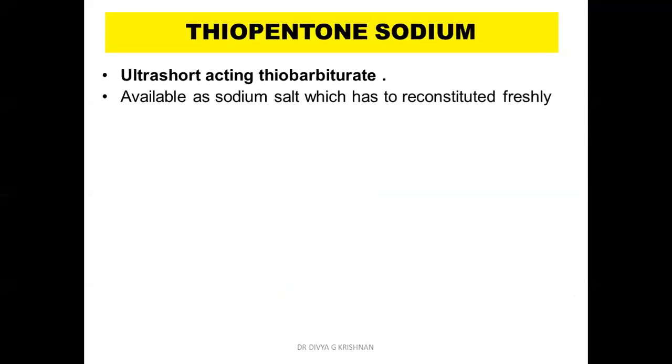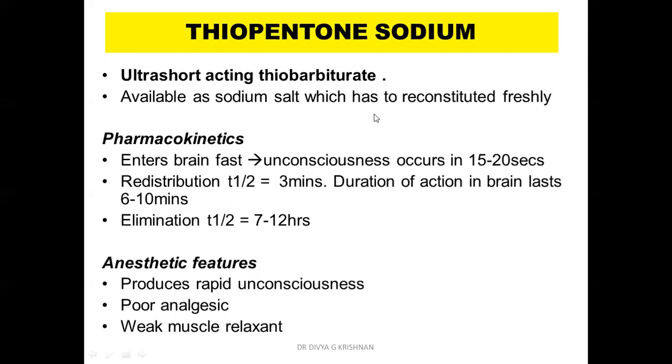Now we'll deal with the first drug, thiopentone sodium. It's an ultra short acting thiobarbiturate. It is available as a sodium salt, which has to be reconstituted freshly. Whenever you are going to administer this drug, you have to reconstitute it at that time, from the salt into a solution form. Regarding the pharmacokinetics, we already discussed it enters the brain very fast and unconsciousness is produced in 15 to 20 seconds. The redistribution T-half is 3 minutes and the duration of action in the brain lasts for about 6 to 10 minutes.